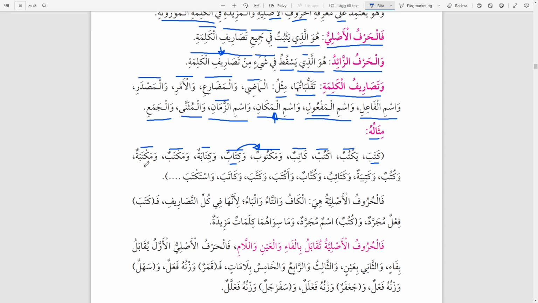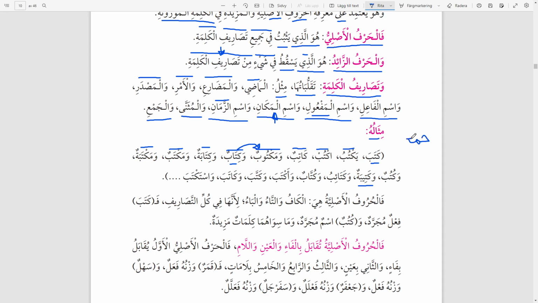مكتبة, library. كتب, books, plural. كتيبة, and this is related because this really means a militia, or yeah, it's a military term for a group of combatants, right? So katiba is related to writing because writing comes from the word.